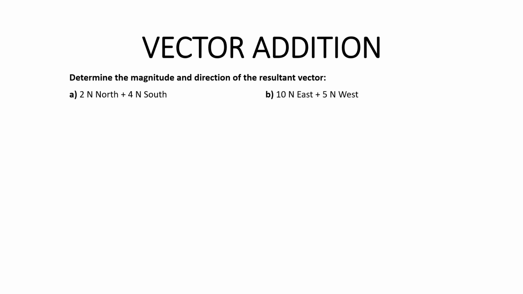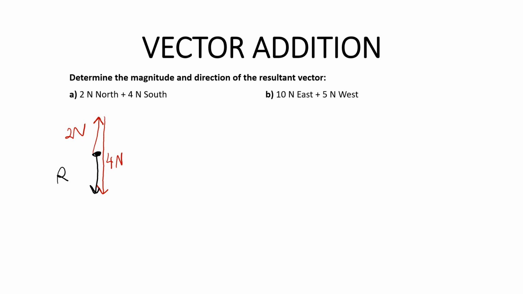Determine the magnitude and direction of the resultant vector. So step 1, we need to draw the vector diagram. So here we have 2 newtons upwards and then 4 newtons south. So I'm just going to move a little bit to the right so you can see the next vector, which is 4 newtons south. And the resultant vector is from the start. So this is the starting point to the end. So this is our resultant.